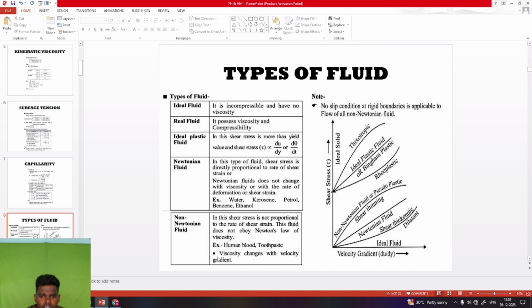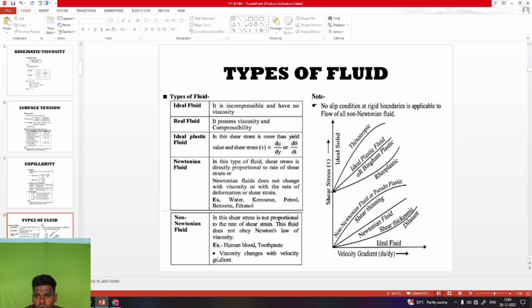The Newtonian fluid: in this type of fluid, the shear stress is directly proportional to the rate of shear strain, and the viscosity of a Newtonian fluid does not change with the rate of deformation or shear strain. Examples of Newtonian fluids are water, kerosene, petrol, benzene and ethanol. And non-Newtonian fluid: here shear stress is not proportional to the rate of shear strain. This fluid does not obey Newton's law of viscosity. Examples of non-Newtonian fluid are human blood and toothpaste, and viscosity changes with velocity gradient.